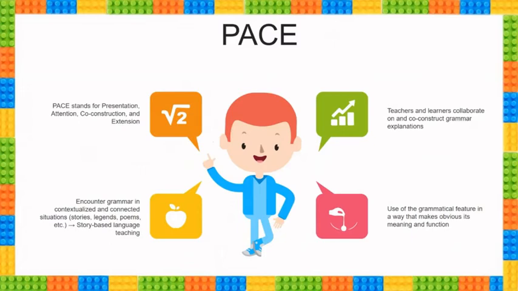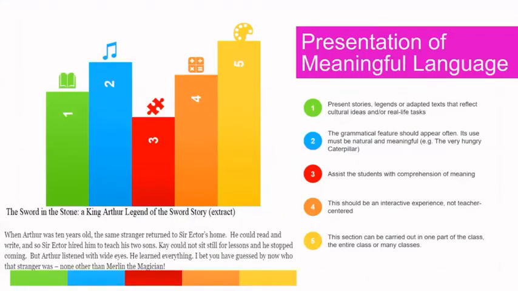So the teacher is the one who says, is the sentence in past, in present, or in future? How do you know this? Oh, let's mark it. Oh yeah, let's see this. But what about this word? Yeah, so they co-construct the rule. About PACE. First, there's presentation of meaningful language. So you present a legend, adapted text, or any input that is important, right?